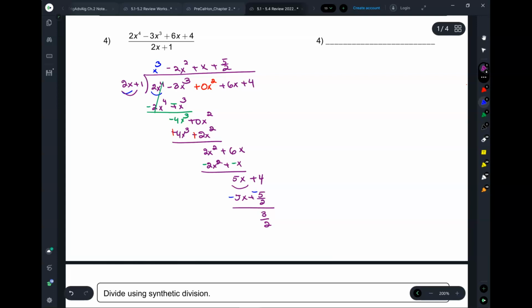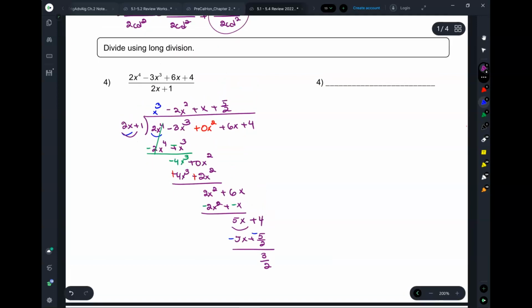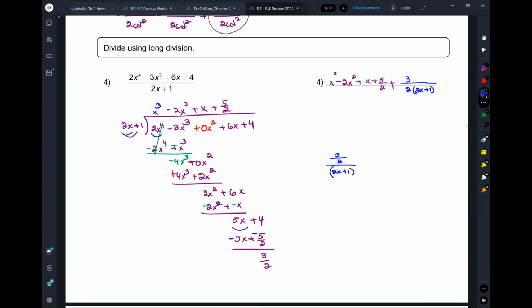Okay? So now, how am I going to write the answer here? So this is going to be x cubed minus 2x squared plus x plus 5 over 2 plus, so let's work over here for a minute. It's 3 over 2 divided by this, right? But I can't write it like that, so it's going to be 3 over 2, 2x plus 1. All right, is everybody okay with this part? Yes? No? This is the time.